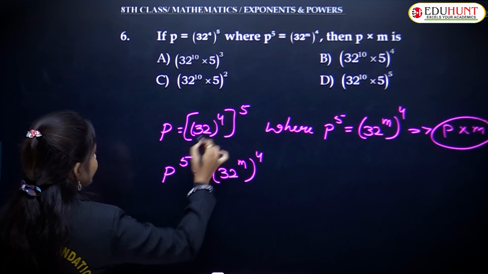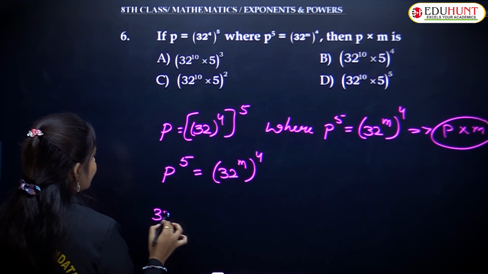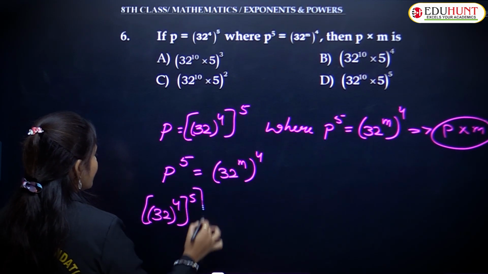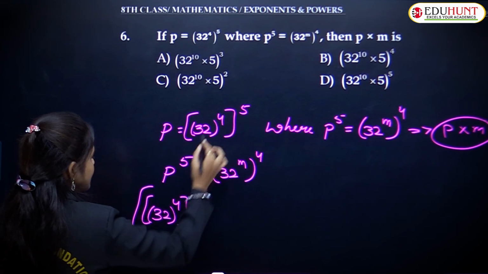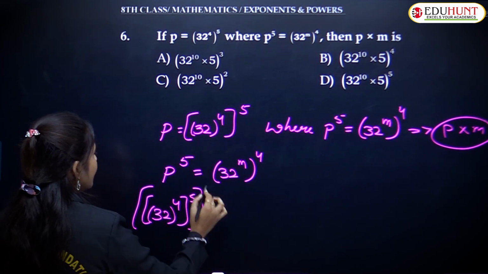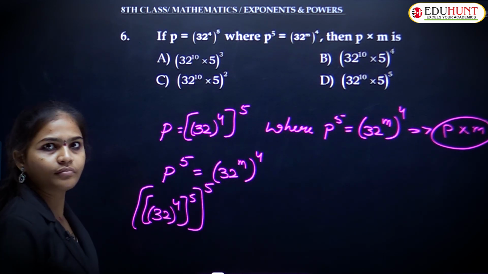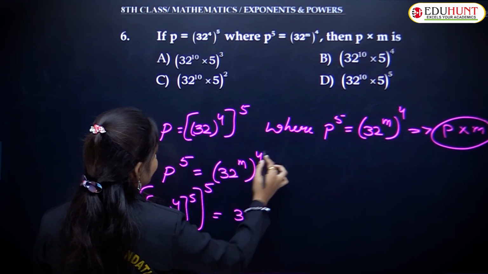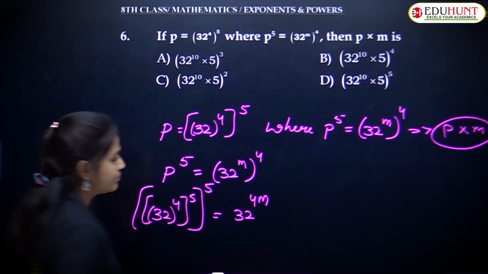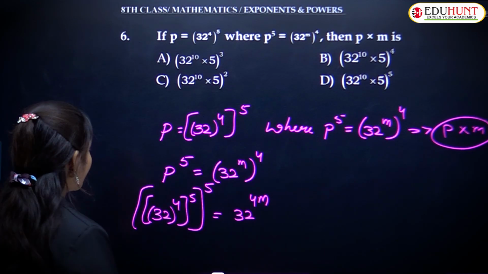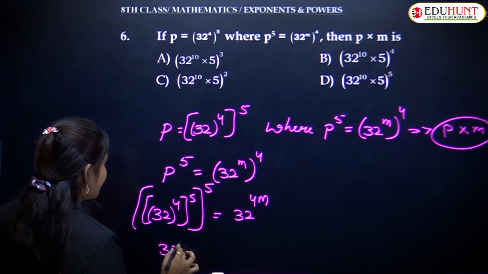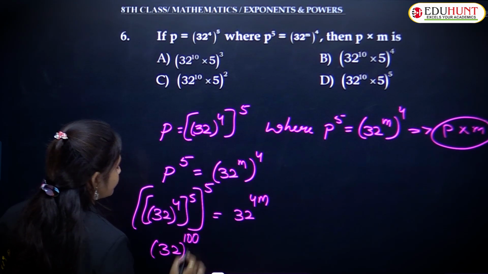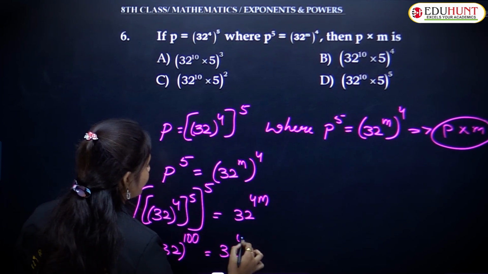So P power 5, we can write this as ((32 power 4) whole power 5) whole power 5, since this is the value of P. Which is equal to 32 power m into 4, which is 4m. So, 32 power 5 times 5 is 25, 25 times 4 is 100, which is equal to 32 power 4m.